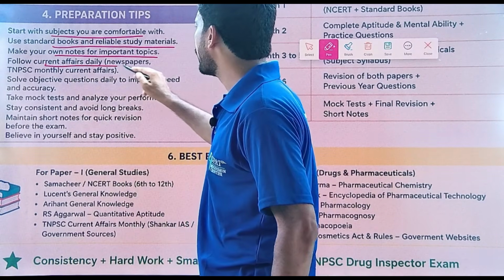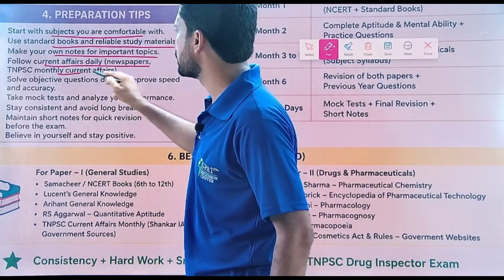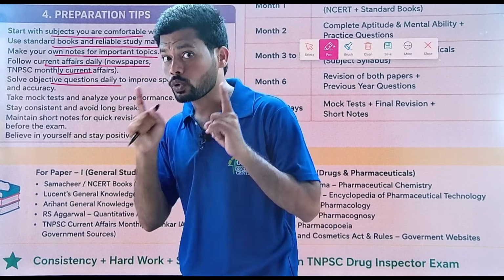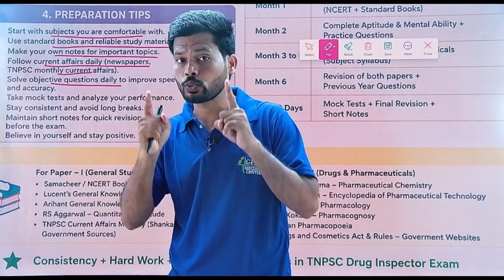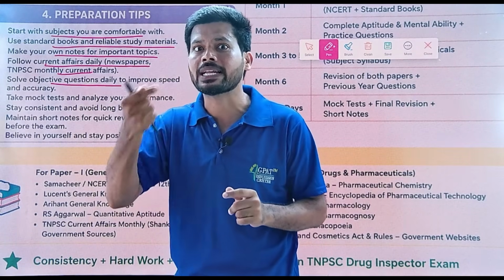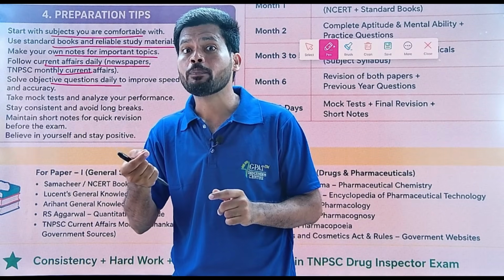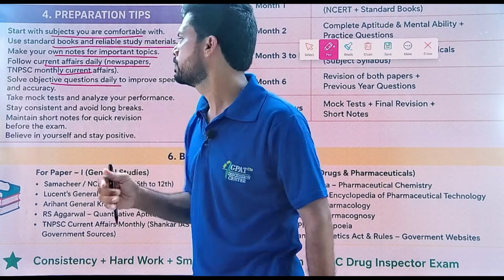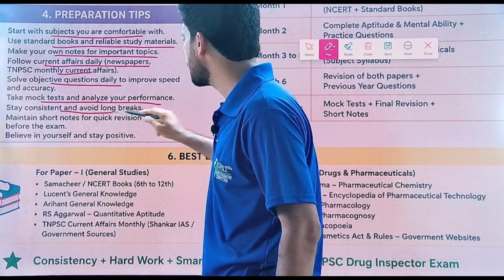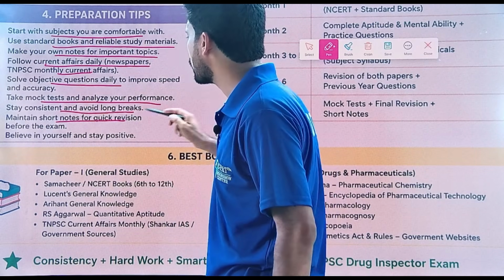Follow current affairs daily newspapers, TNPSC monthly current affairs, and solve objective questions daily to improve speed and accuracy. So it is compulsory to practice MCQs daily, 1 hour, because that will improve your accuracy. That will increase your giving correct answers. Take mock tests and analyze your performance. Stay consistent and avoid long breaks. Maintain short notes for quick revision.